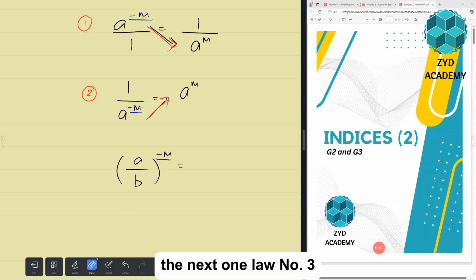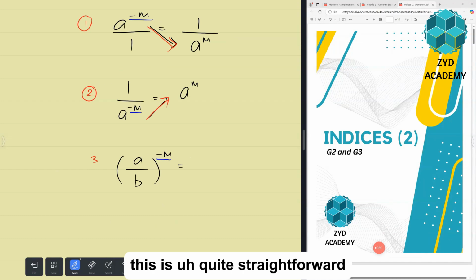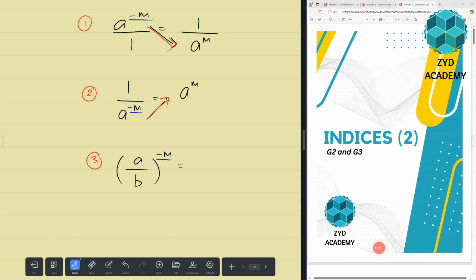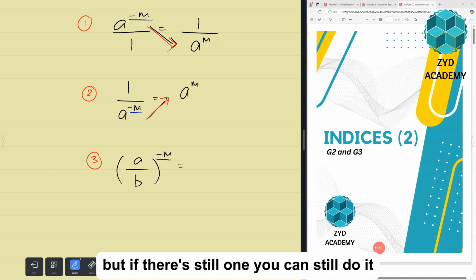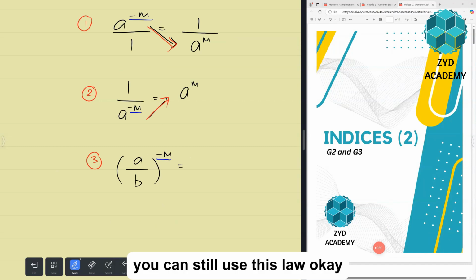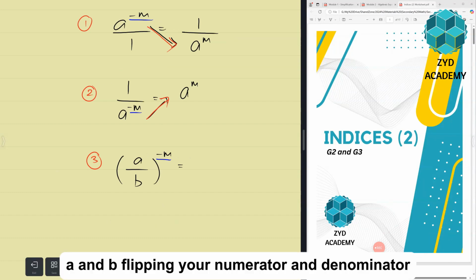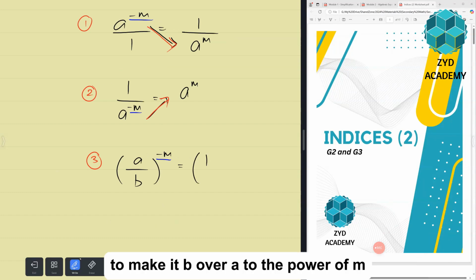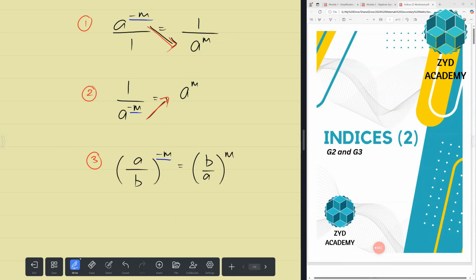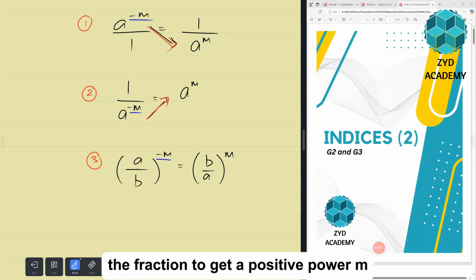The next one, law number 3, this is quite straightforward. It's easier to see because your numerator and denominators are both not 1. Okay, but if there's still 1, you can still do it. You can still use this law. Okay, and to make it positive is simply by flipping our a and b, flipping your numerator and denominator to make it b over a to the power of m. Okay, so we just flip the fraction to get a positive power m.